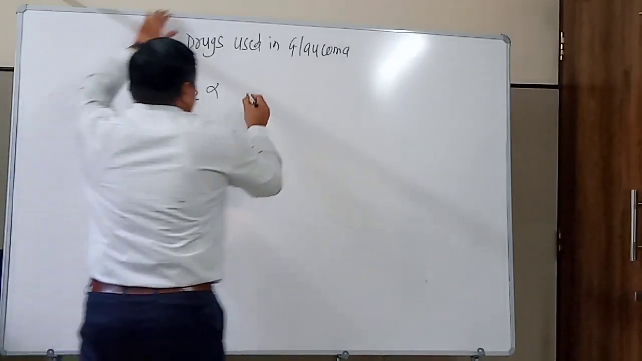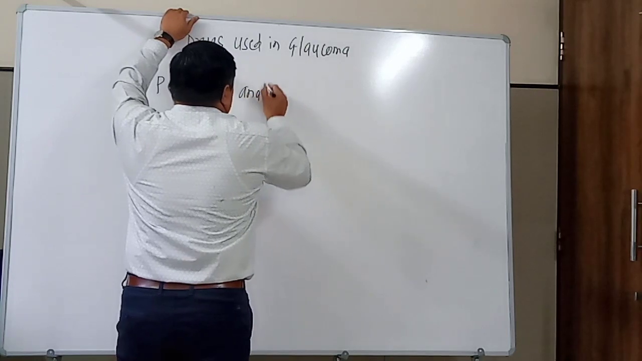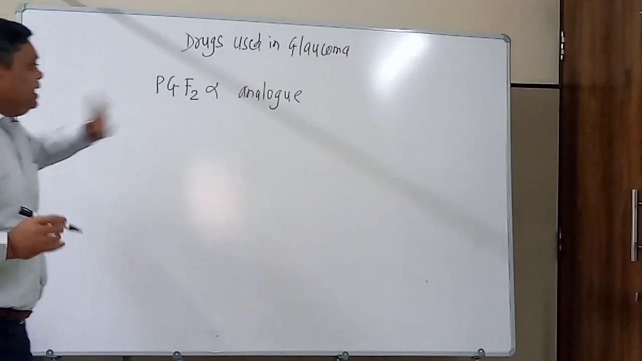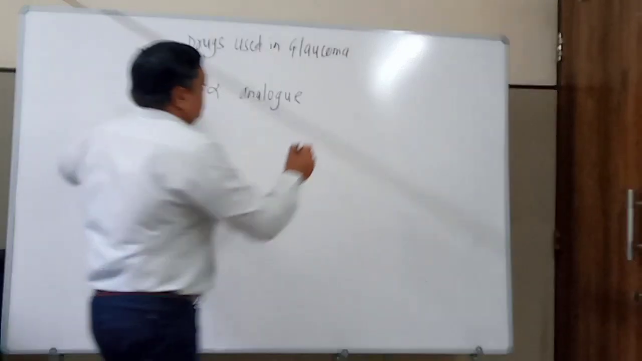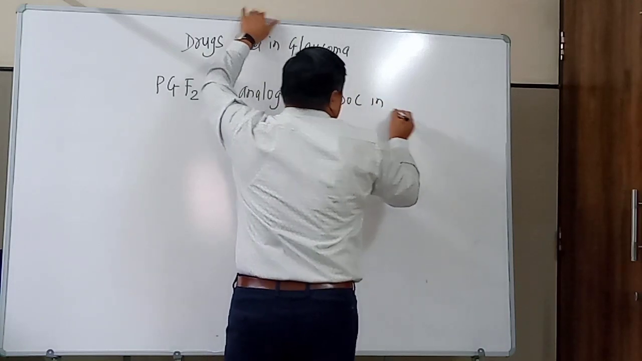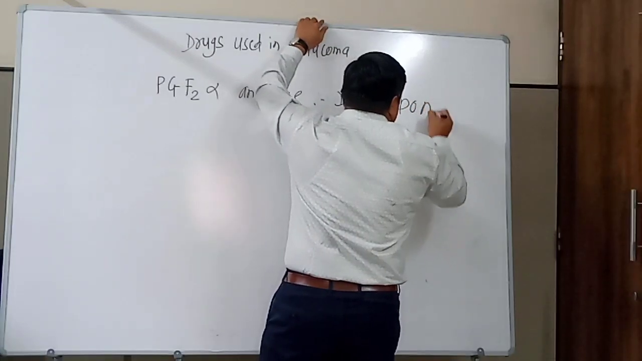PGF2 alpha analog, that is prostaglandin analog. These are the drug of choice in primary open angle glaucoma.